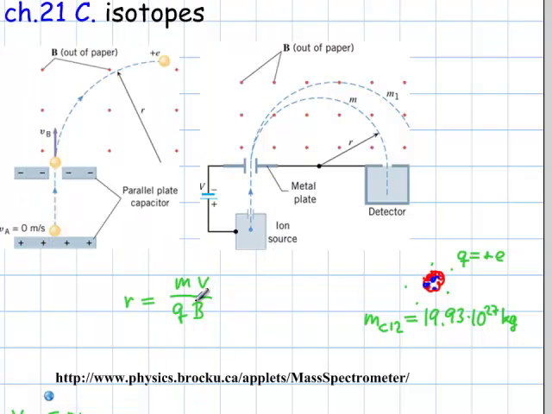Okay, now what we have to do is plug in the numbers. So for the R C12, I'm going to take this one off here and rewrite it. The radius for carbon 12 and the mass for carbon 12. All I have to do now is plug in these numbers: 19.93 times 10 to the negative 27 kilograms times velocity given as 6.667 times 10 to the 5 meters per second.